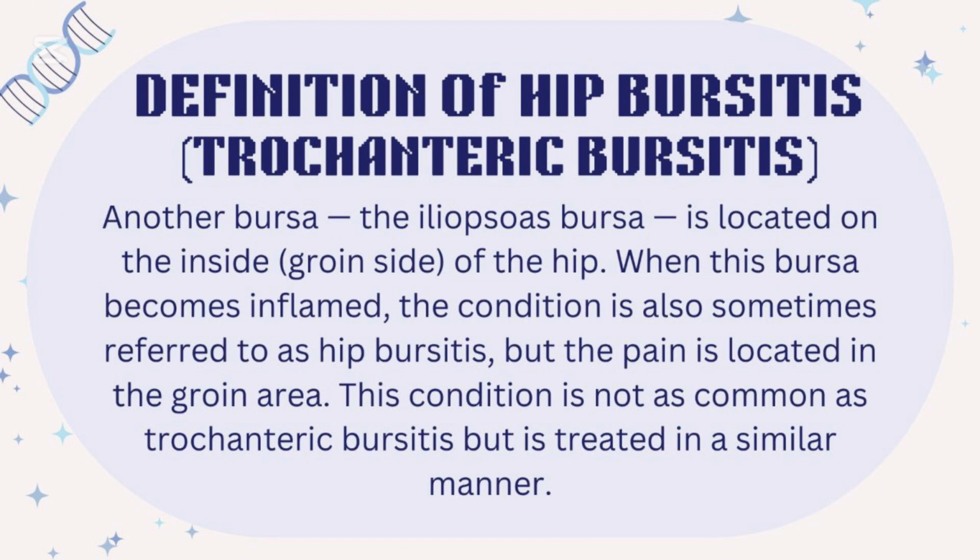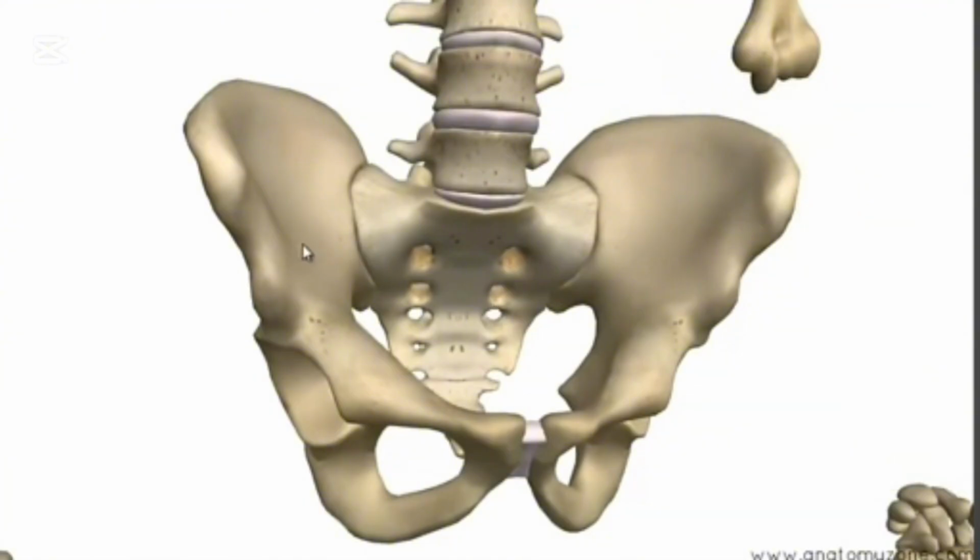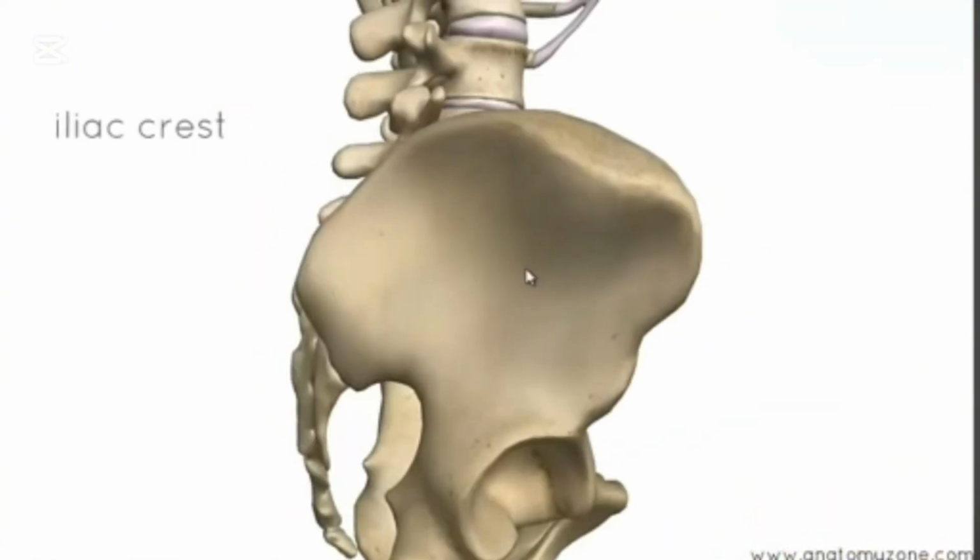Another bursa, the iliopsoas bursa, is located on the inside, groin side of the hip. When this bursa becomes inflamed, the condition is also sometimes referred to as hip bursitis, but the pain is located in the groin area. This condition is not as common as trochanteric bursitis, but it is treated in a similar manner. Next, I will explain the structure of the lower limb.